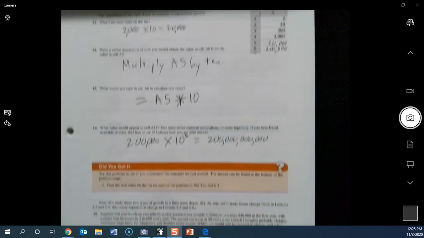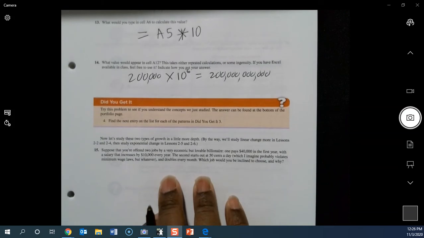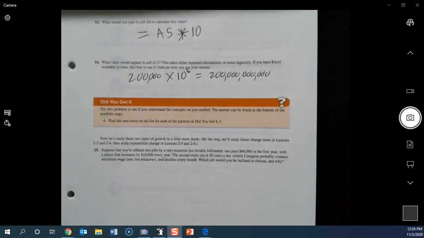Okay, now we go down here to the bottom. It says, now let's study these two types of growth in a little more depth. By the way, we'll study linear change more in lessons 2.2 and 2.4, then study exponential change in lessons 2.5 and 2.6. Number 15. Suppose that you're offered 2 jobs by a very eccentric but lovable billionaire.